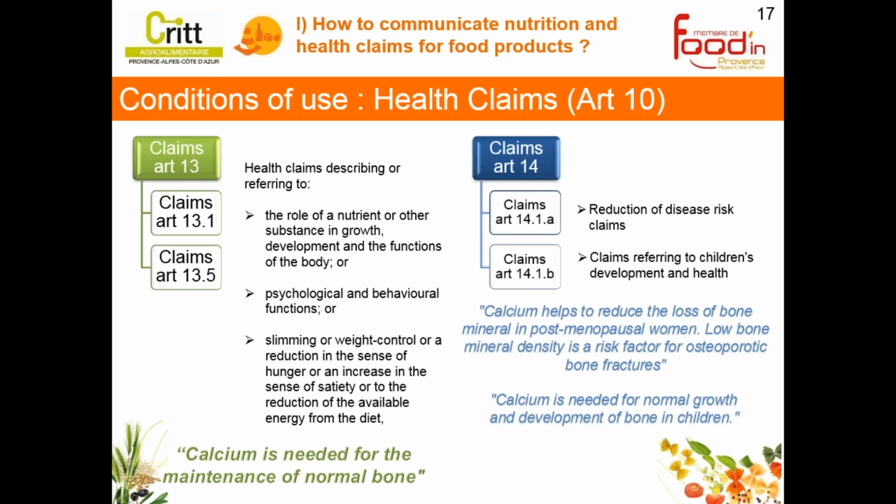It will be, for example, calcium is needed for the maintenance of normal bones. Health claims of Article 14 concern reduction of disease risk claims. It's, for example, calcium helps to reduce the loss of bone mineral in postmenopausal women. Low bone mineral density is a risk factor for osteoporotic bone fractures. The second category of health claims of Article 14 concern claims referring to children's development and health. It will be, for example, calcium is needed for normal growth and development of bone in children. Health claims shall only be permitted if the information of Article 10.2 is included in the labeling, or if no such labeling exists, in the presentation and advertising.